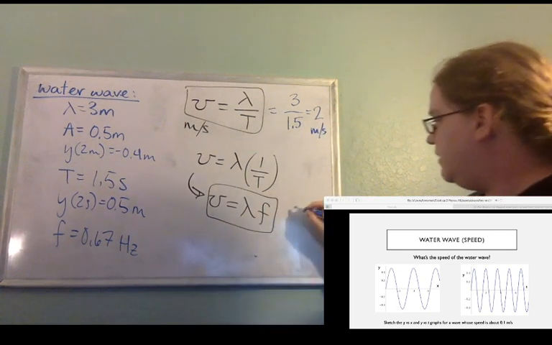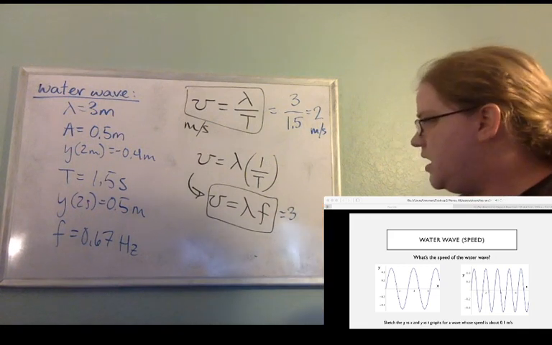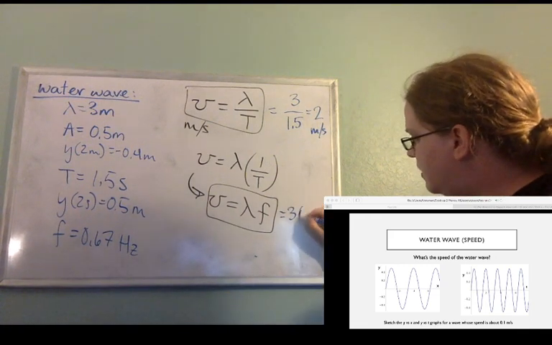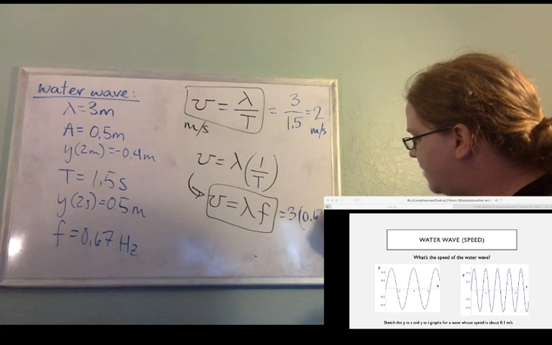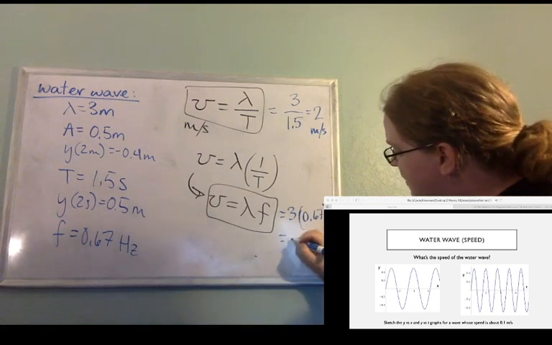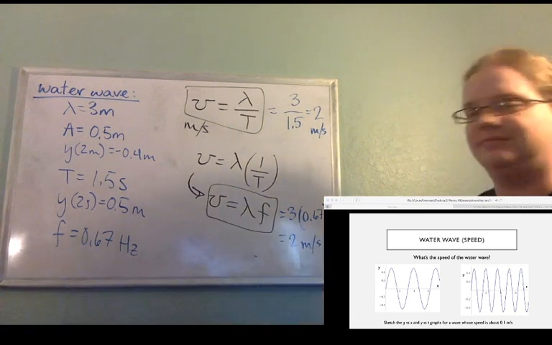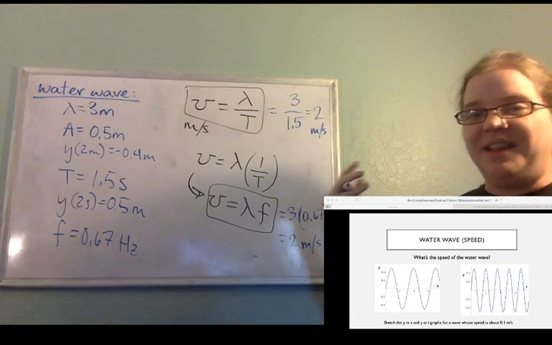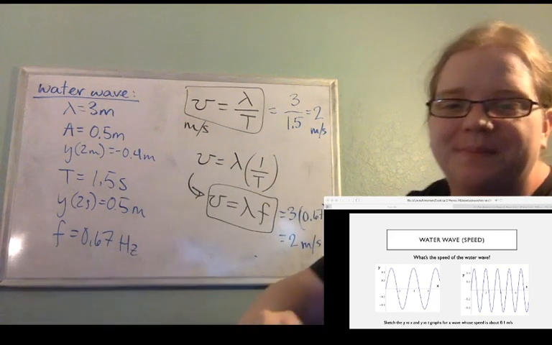For this one, our wavelength is 3, and our frequency is 0.67, which is essentially 2/3. So those 3's will cancel. We will be left with 2 meters per second. Ta-da! It works both ways.